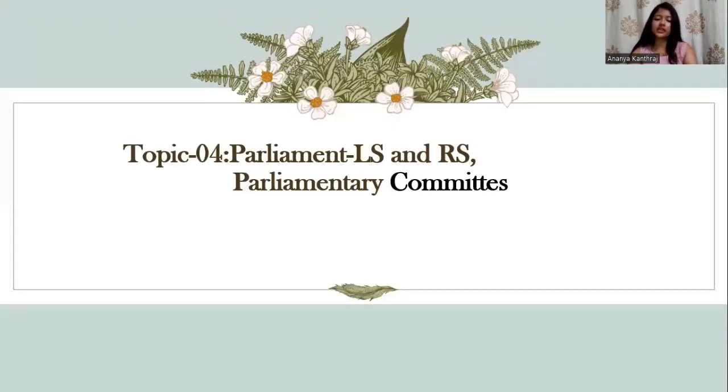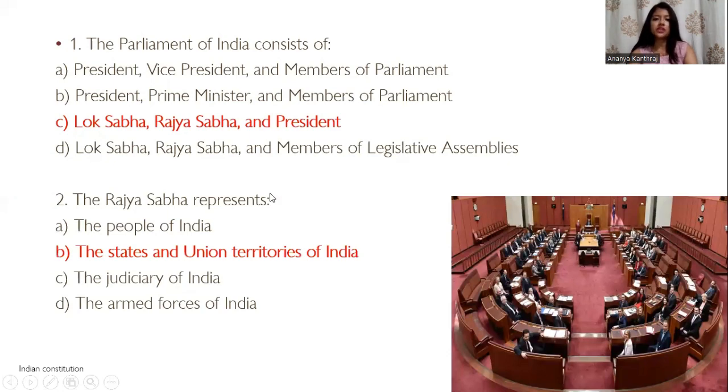So let's move on to the next topic, which is Parliament and its parliamentary committees. The Parliament of India consists of which of the following? Option A, President, Vice President and members of the Parliament. Option B, President, Prime Minister and members of the Parliament. Option C, Lok Sabha, Rajya Sabha and President. Option D, Lok Sabha, Rajya Sabha and members of the legislative assemblies. So the right answer for this question is option C, Lok Sabha, Rajya Sabha and the President.